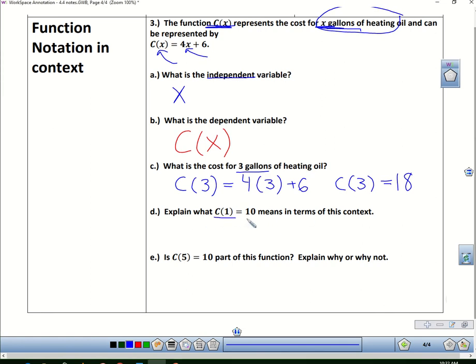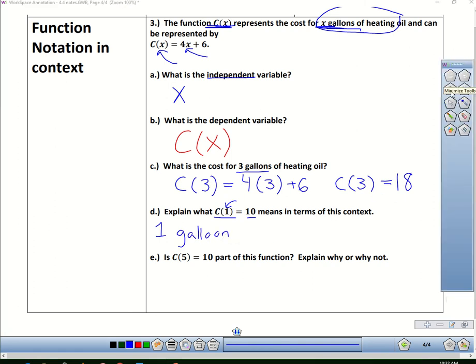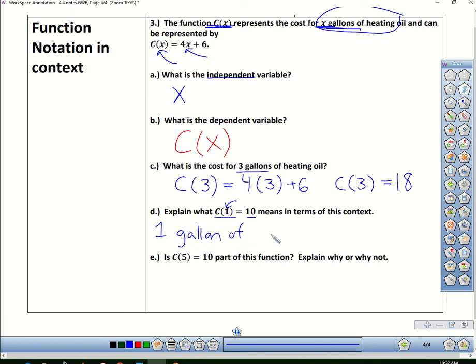So explain what c of 1 equals 10 means in terms of the context. So c of 1 equals 10. What is the 1? Is the 1 your independent? It's your x, right? So that means that we bought how many gallons of heating oil? 1 gallon of heating oil. I spelled gallon wrong. 1 gallon of oil costs how much? 10. We'll just assume it's dollars, $10. That's really cheap, but 1 gallon of oil costs $10. Makes sense how we got that from this?